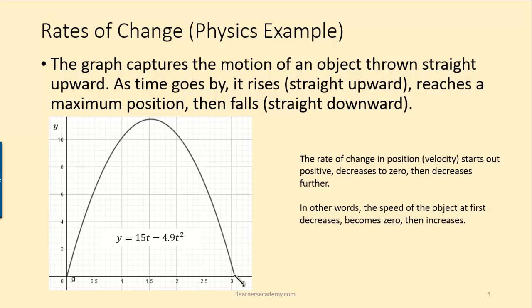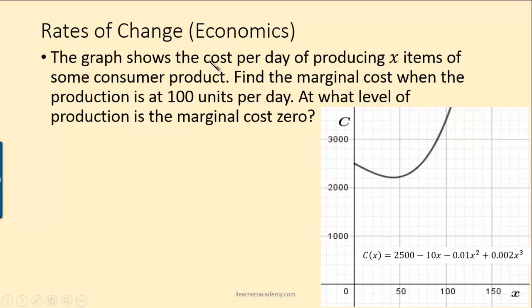Alright, so let's look at one more example. So in economics courses, we encounter something called the marginal cost. So here is an equation that gives us the cost of producing X items of some consumer product per day. So notice as you increase the number of units you produce per day, the cost drops, but then afterwards it begins to increase. The reason for this would depend on various factors. So you would have to know the ins and outs of the particular industry. So that's not the important point here.